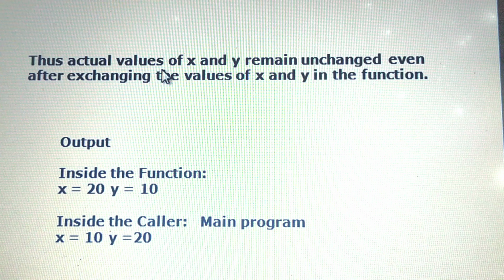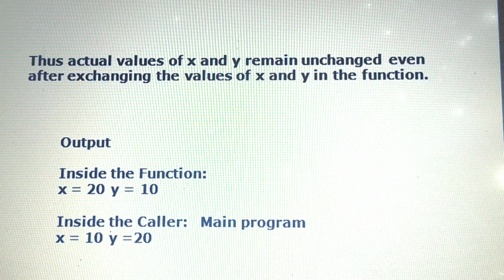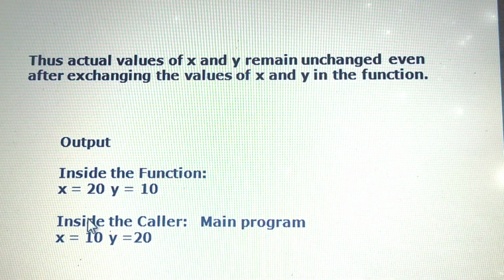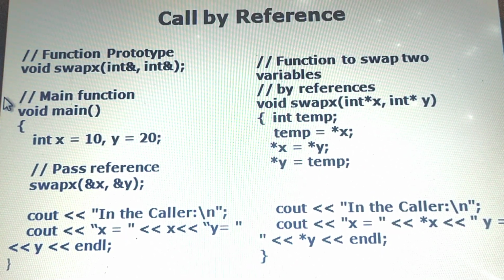Thus the actual values of x and y remain unchanged even after exchanging the values of x and y in the function. If you use the method of parameter call by value in the program, the processing will work like this. Okay. To solve the drawback of call by value, we have to use the method of parameter call by reference. Then we have to modify the same program with call by reference. Pass address of variables. Using call by value, whatever changes we have done within the function would not reflect in the main program.